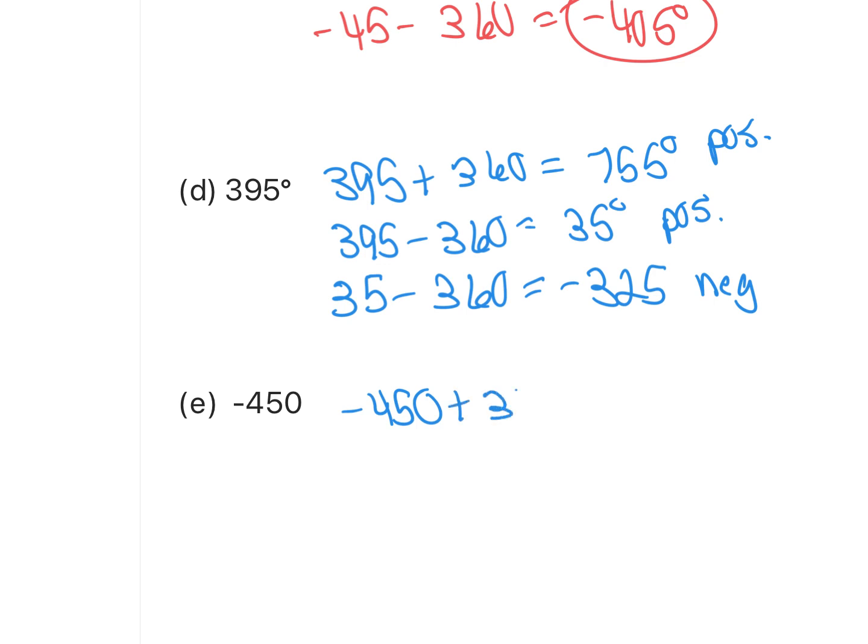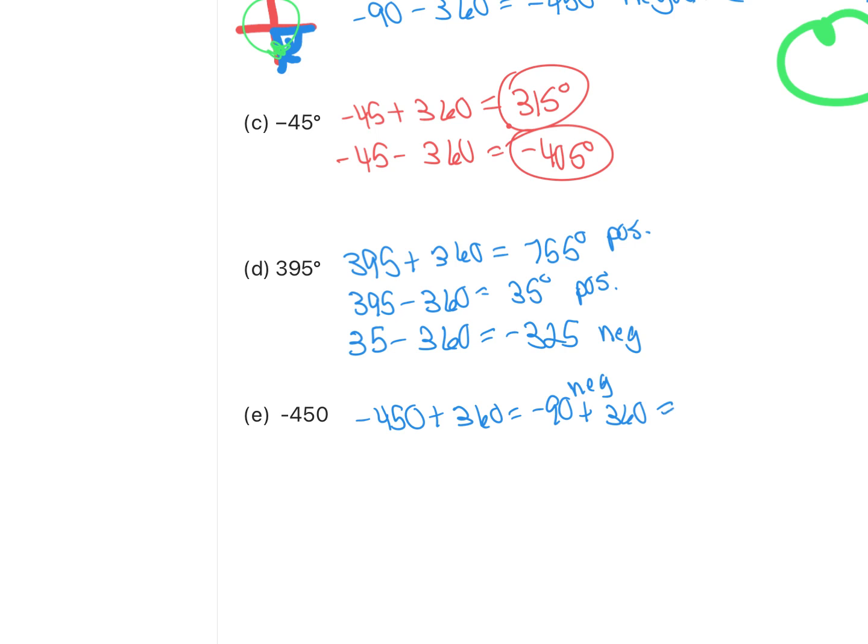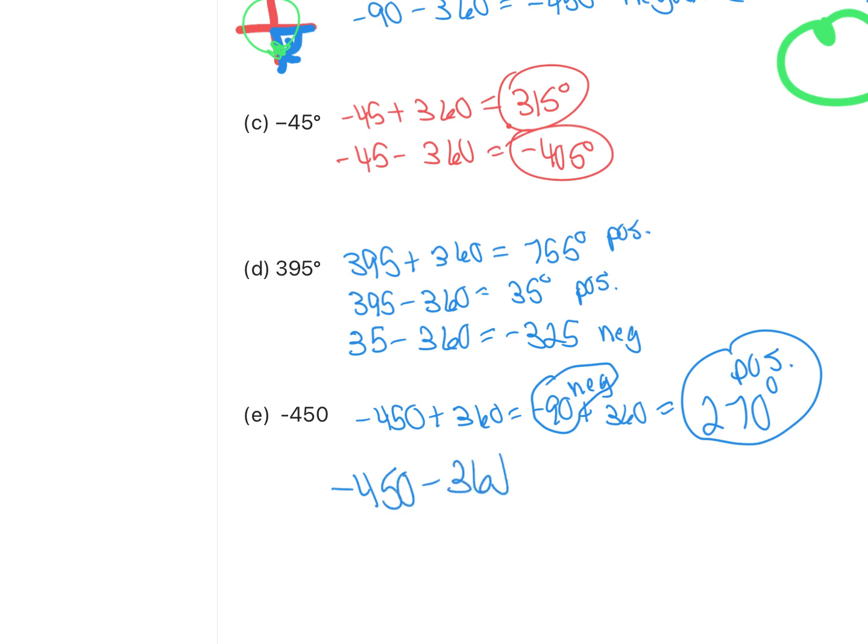If I add 360 degrees, I'm at negative 90. That's a negative coterminal angle. I need a positive coterminal angle, which means I need to add 360 degrees again, which is going to be positive 270 degrees. So that is a positive coterminal angle. Here's a negative coterminal angle because we went around once. Here's a positive coterminal angle because we went around twice. I also could have subtracted 360 degrees and got negative 810 degrees, and that would also be a negative coterminal angle.